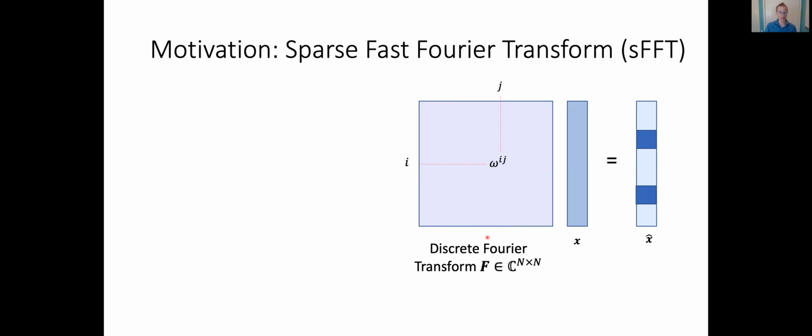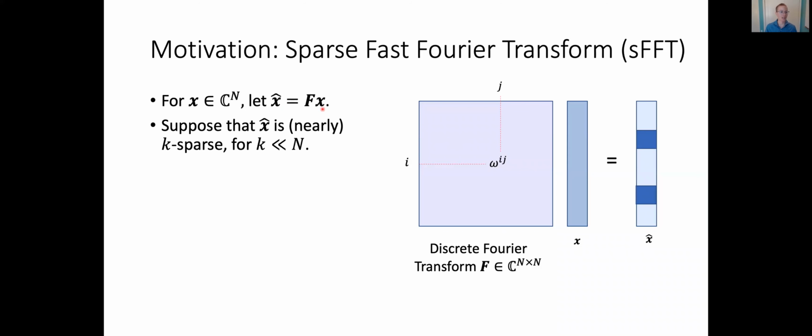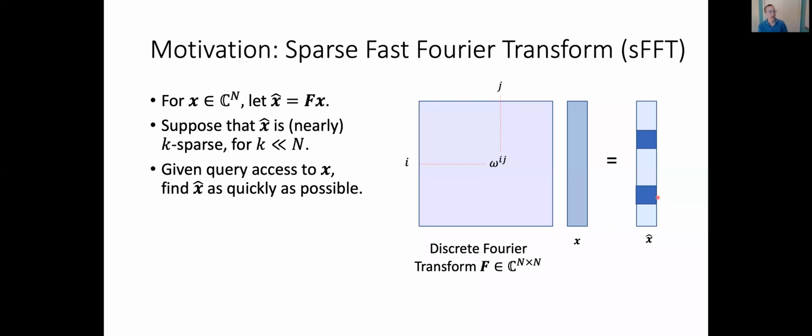Yeah, so the discrete Fourier transform matrix F is just a matrix where the ijth entry is omega to the ij, where omega is an nth root of unity. And the sparse fast Fourier transform problem is as follows. Suppose I have some vector x of length n, and let x hat be the transform F times x. And suppose that x hat is sparse or nearly sparse. That means it has only k big entries, and the rest are really little, for some k which is much less than n. And the problem is, given query access to x, our goal is to find x hat as quickly as possible.